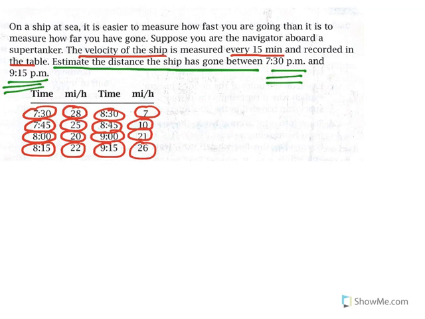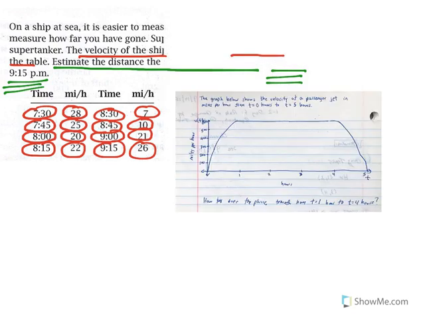So we have some data about the velocity of the ship. We began section 1.3 with this graph. The graph shows the velocity of a passenger jet in miles per hour from t = 0 to t = 5 hours. On the vertical axis we had the velocity of the airplane in miles per hour, and on the horizontal axis we had the time that the plane had been in flight, measured in hours.